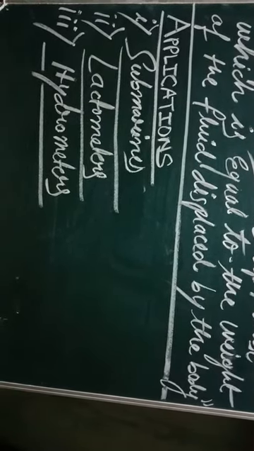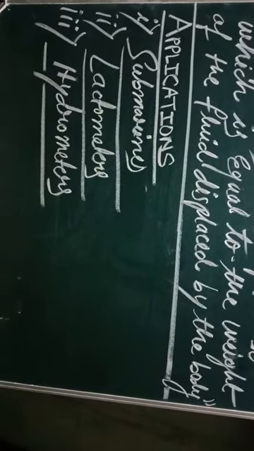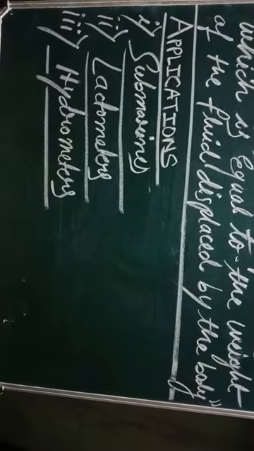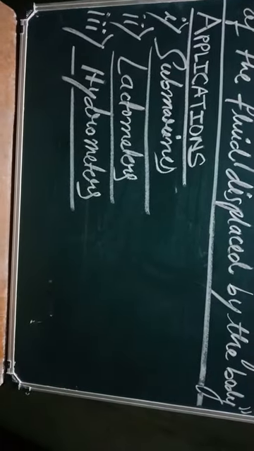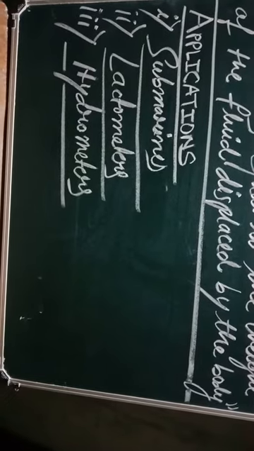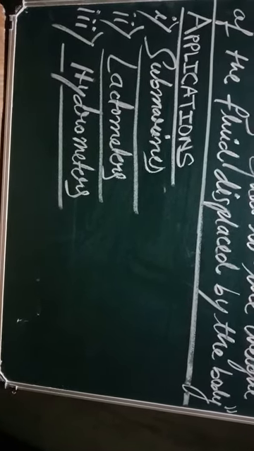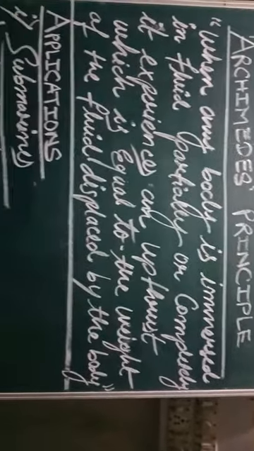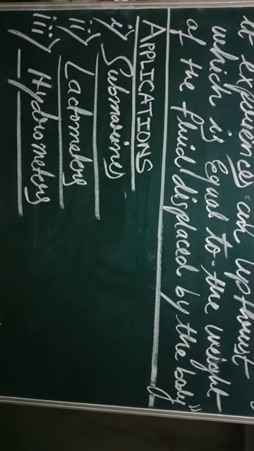Second, I have written lactometers. Lactometers are also using the principle of Archimedes, and it is helping us to check the purity of the milks. And third, hydrometers, which are used for checking the density of different fluids. So I hope, students, you have understood the Archimedes principle and you have understood their application. Further, we'll go for the density and the relative density of the body.